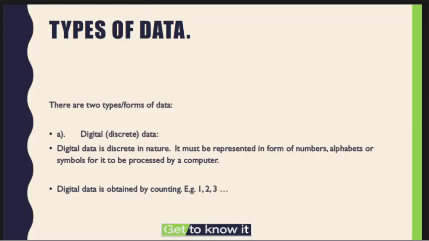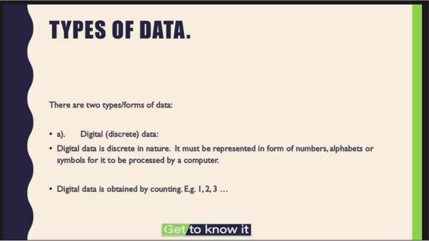So having understood that, we can now go ahead and look at the different types of data. And mainly, we usually have two types or forms of data. We have digital or discrete data. We also have analog or continuous data. So we are going to start with the digital data and understand what it is.